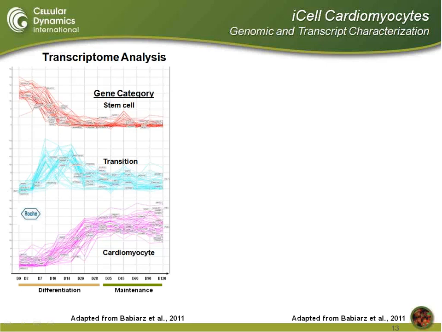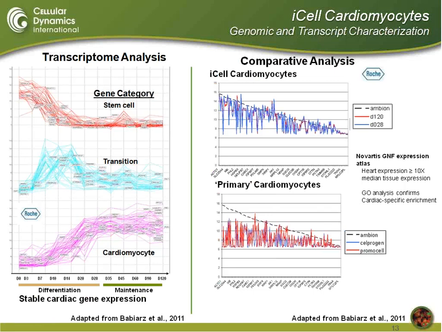And through the differentiation process, you see the stem cell genes decline, the cardiomyocyte genes turn on, and the transition genes turn on temporarily and then shut off again. And I should point out here that at day 28 is where we typically cryopreserve the iCell cardiomyocytes. So for the sake of this experiment, Roche took our cells and they continued culturing them for an additional 3 months, so up to day 120. And what they saw, which was even more important, was that the gene expression stayed very stable over time. Stem cell genes remained off, the transition genes remained off, and the cardiomyocyte genes remained on. So we have a very stable cardiac gene expression.